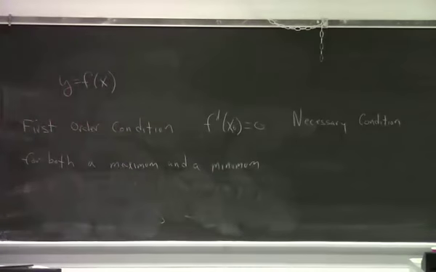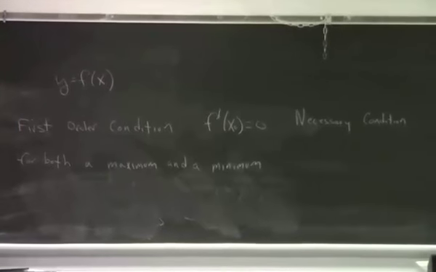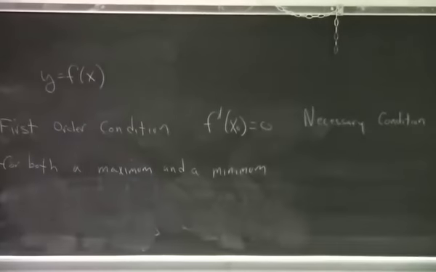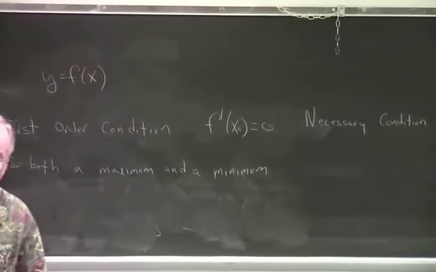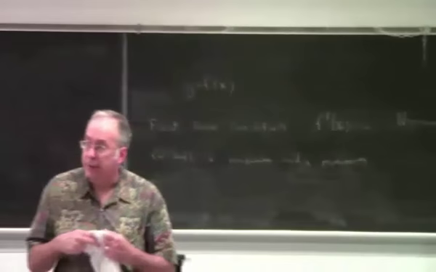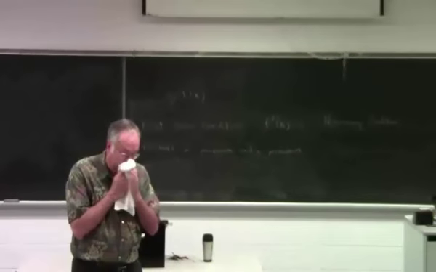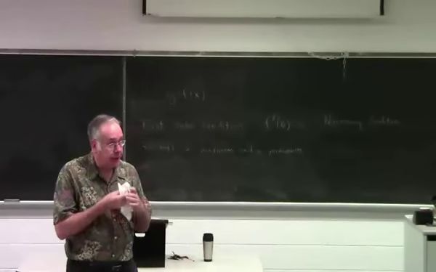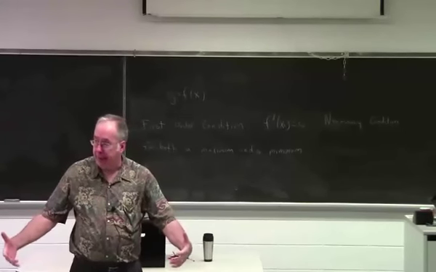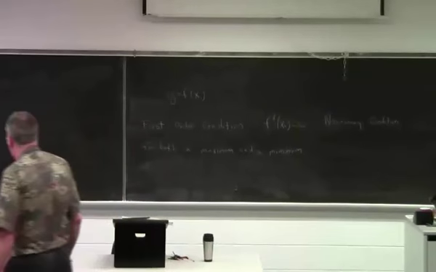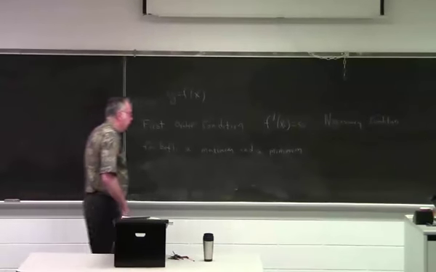Now, the second order condition, the second order sufficient condition for a maximum is that the second derivative be negative at the critical value of x. Okay. The second order sufficient condition for a minimum is that the second derivative be positive. Okay, so again, let's form a little table to illustrate these results.